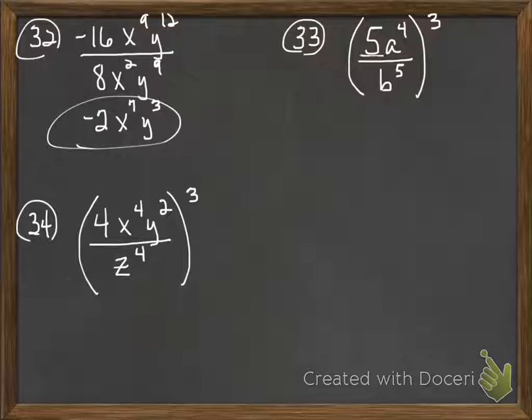So I'm going to start with my coefficient of 5. 5 is not a power. It's not an exponent. It's a coefficient. So 5 to the 3rd power is 5 times 5 times 5, which is 125. Then I'm going to use my power to a power rule. 4 raised to the 3rd power, you multiply 4 times 3 and you would get 12. On the bottom, I'm going to use my power to a power rule. And b to the 5th raised to the 3rd power, 5 times 3 would give me 15.